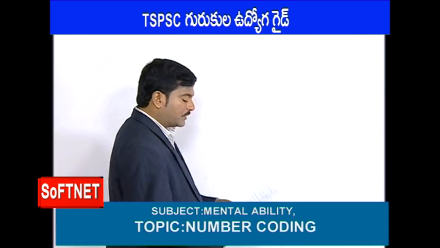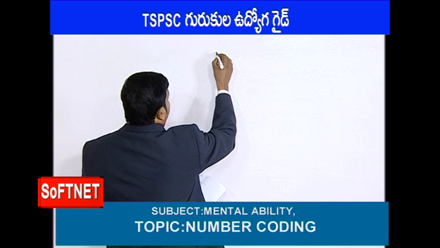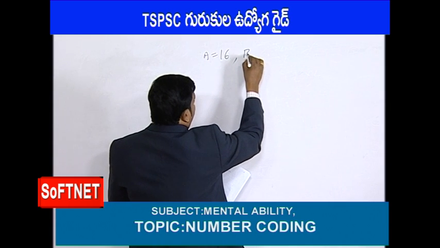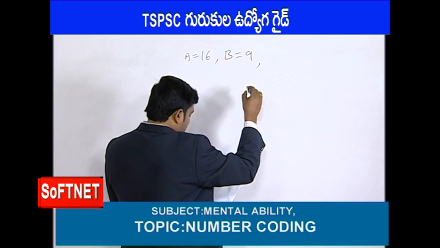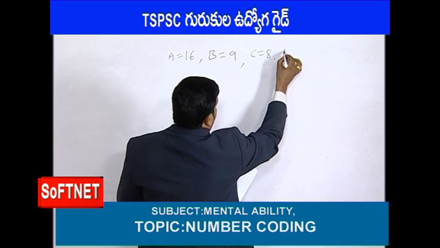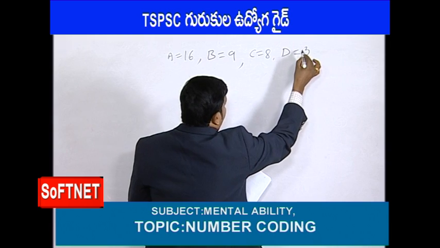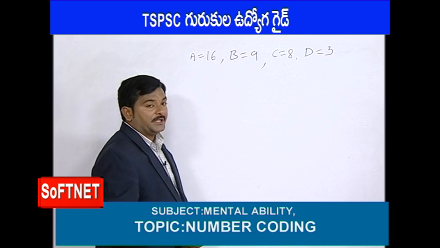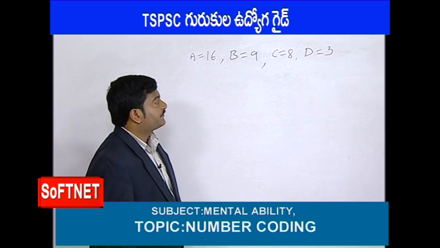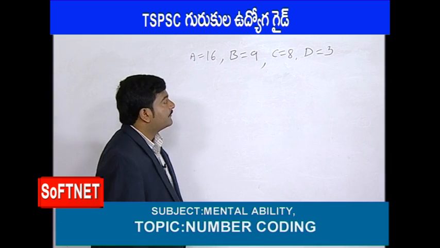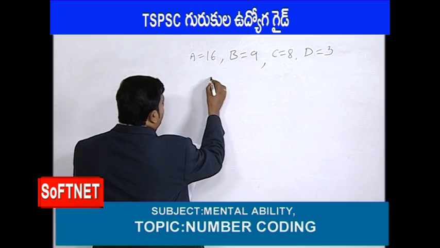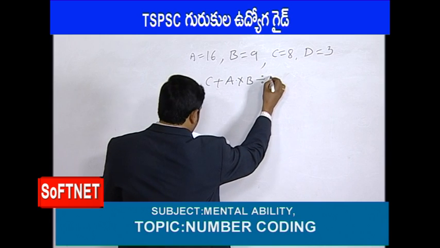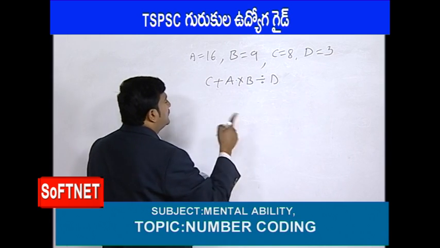The question is as follows. In a certain code language, A means 16. Similarly, B means 9, C means 8 and D means 3. I repeat the question once again. In a certain code language, A means 16, B means 9, C means 8 and finally D means 3. Then find the value of C plus A into B divided by D.